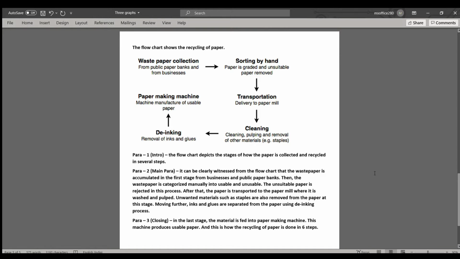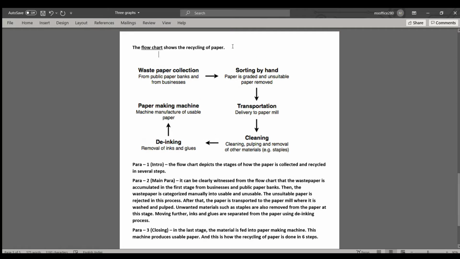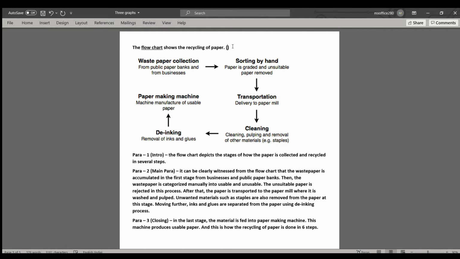Hello everyone, in this video we are going to discuss the diagram and especially the flow chart. Now flow chart comes under the category of a diagram. This is a diagram. Now if you can clearly see, there are some arrows that point towards a certain direction, and using common sense we can see that this is the starting of this flow chart, because this is the heading. The flow chart shows the recycling of paper.